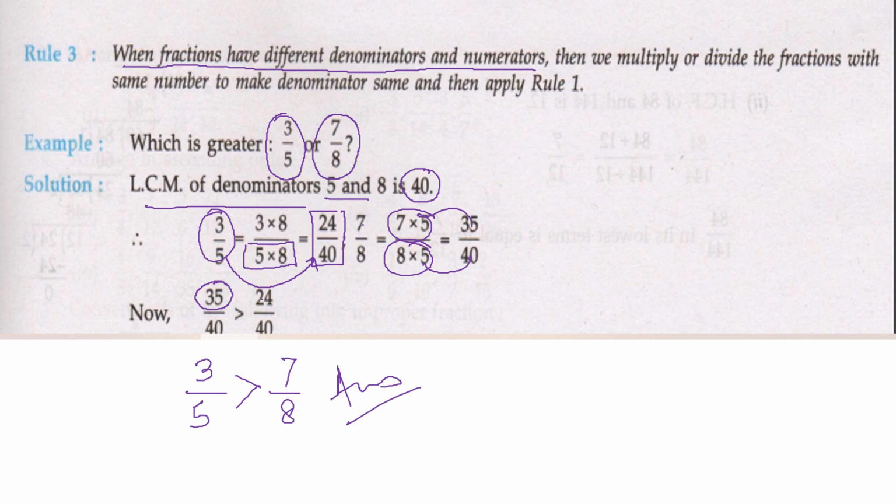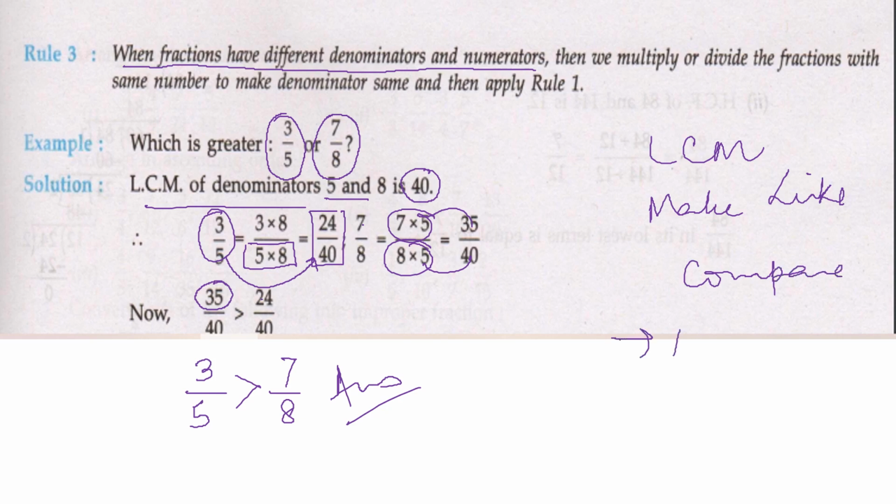Clear? You just have to find the LCM. So find LCM, make like and compare. That's it. Once they are like, then only we add with this method, we subtract with this method, and we compare with this method only. Okay.